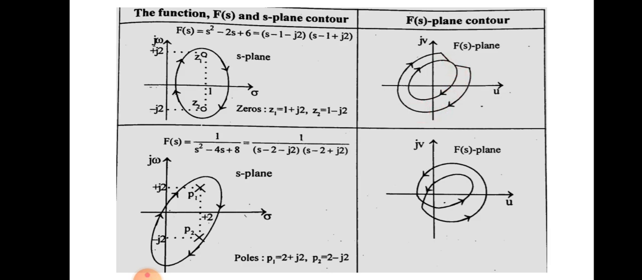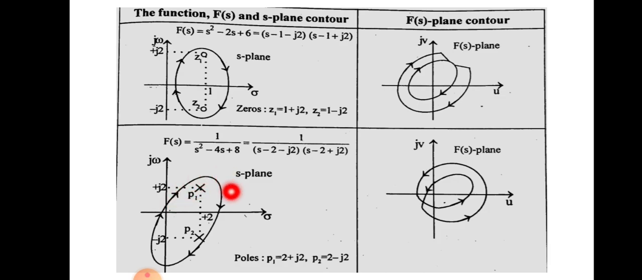Next we will consider another function, f of s is equal to 1 by s square minus 4s plus 8. When we factorize it, we get two different points. Here the values of s represent the poles. So s has values 2 plus 2j and 2 minus 2j. When we plot them, these are the poles, so we mark them as crosses, and the two poles are marked as p1 and p2, at 2 plus 2j and 2 minus 2j.